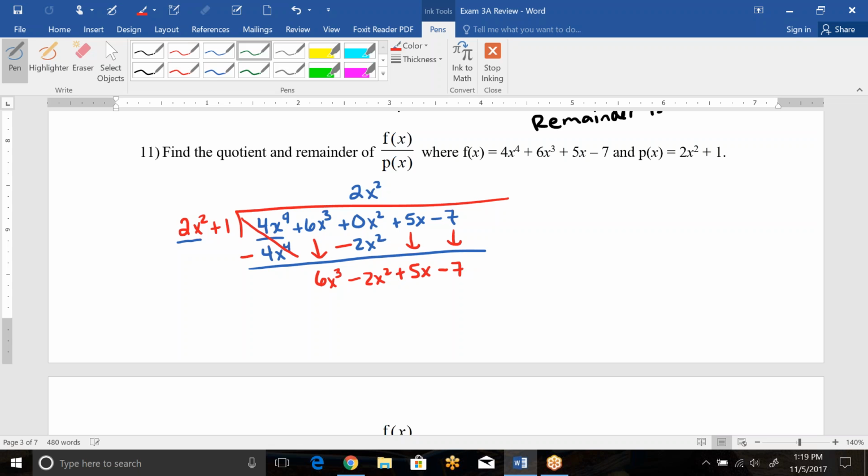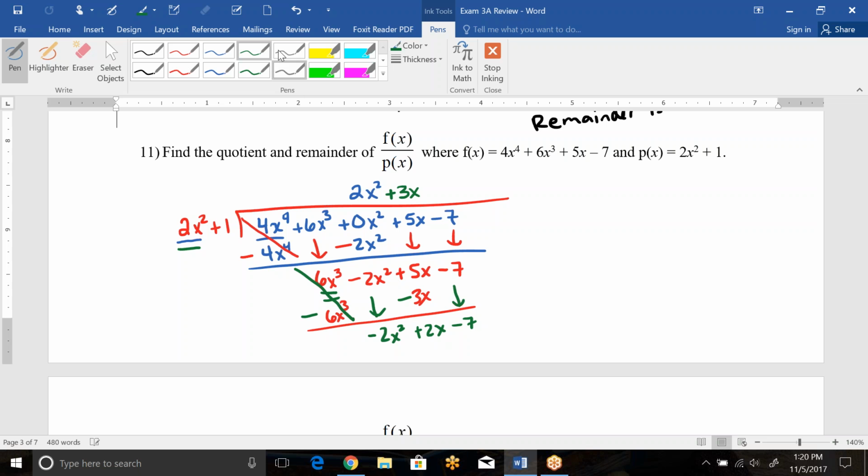Our next step is to ask what would you multiply 2x squared by to make 6x to the third? I would need a 3 and an x, so that'd be positive 3x. Multiply this by everything out front. 3x times 2x squared would be a 6x cubed. 3x times 1 would just be 3x, but then we have to remember to subtract what we just got by multiplying. That should make this cancel, and we bring down everything else. This is negative 2x squared plus 2x minus 7.